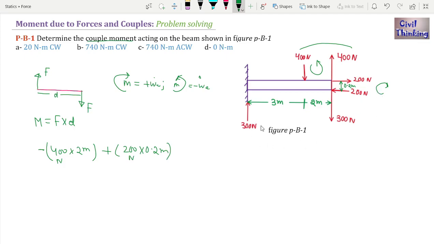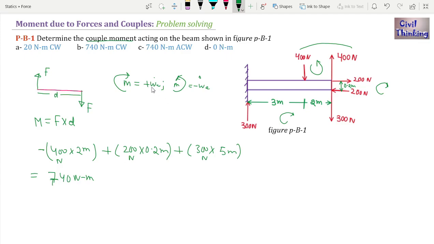So now let's find the moment due to this 300 Newton couple. Now they will exert moment like this, which is positive. 300 Newton multiplied by the distance between the forces in this couple, which is 3 plus 2 is 5 meters. So now let me use a calculator to solve this. I get 740. Now this is Newton and this is meter, so it is Newton meter. We didn't get negative 740, we get a positive 740 Newton meter.